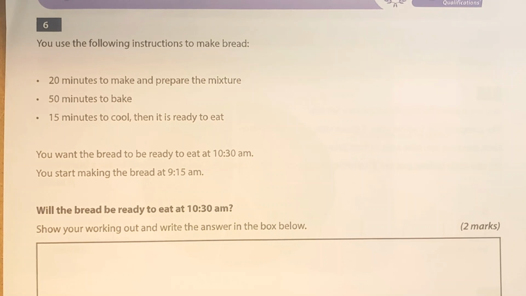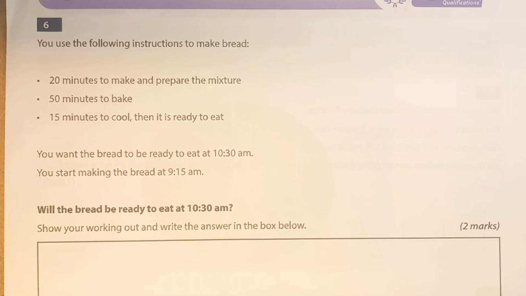Question 6. You use the following instructions to make bread. 20 minutes to make and prepare the mixture. 50 minutes to bake. 15 minutes to cool. Then it's ready to eat. You want the bread to be ready to eat at 10:30 a.m. You start making the bread at 9:15 a.m. Will the bread be ready to eat at 10:30 a.m.?